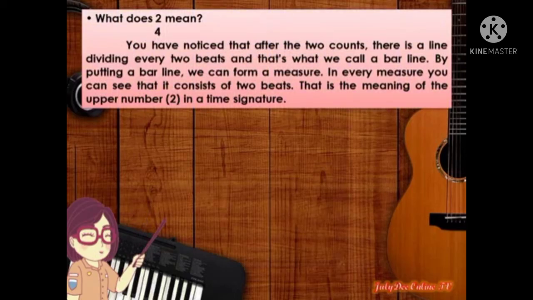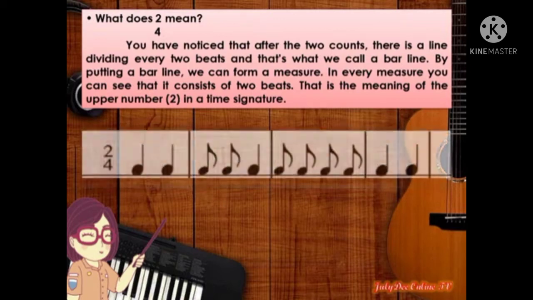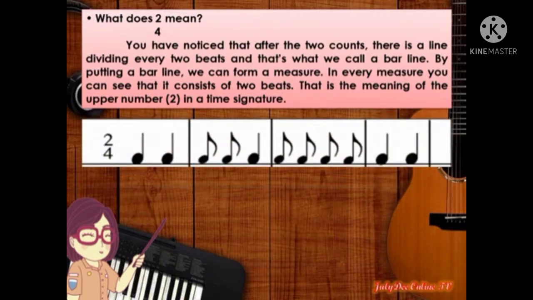What does 2/4 time signature mean? You have noticed that after the 2 counts, there is a line dividing every 2 beats, and that's what we call a bar line. By putting a bar line, we can form a measure. In every measure, you can see that it consists of 2 beats. That is the meaning of the upper number 2 in a time signature.